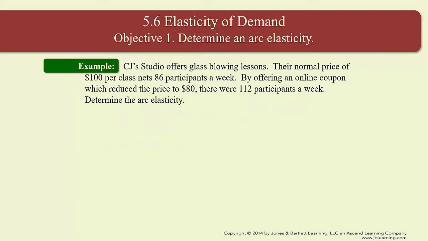So let's look at a quick example dealing with arc elasticity. CJ Studio offers a glass blowing lesson. Their normal price is $100 per class, and that's 86 participants a week. Now, by offering an online coupon which reduced the price to $80, there were 112 participants a week. So let's determine the arc elasticity. So please write this down because I'm heading to the chalkboard.